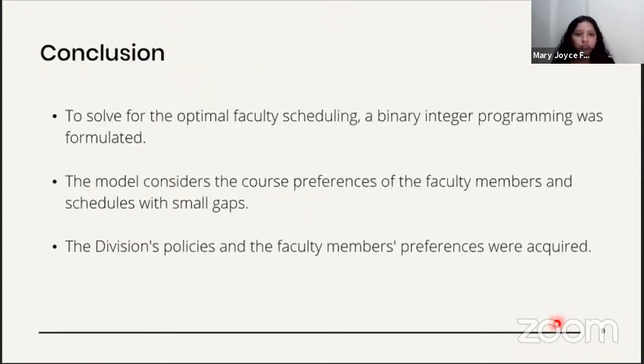And to conclude, for us to solve the optimal faculty scheduling, the study formulated a binary integer programming model. And the model considers the course preferences of the faculty members and schedules with small gaps. Ayun, na-compromise niya yung preference at small gaps. And then, preferences and the policies were acquired.